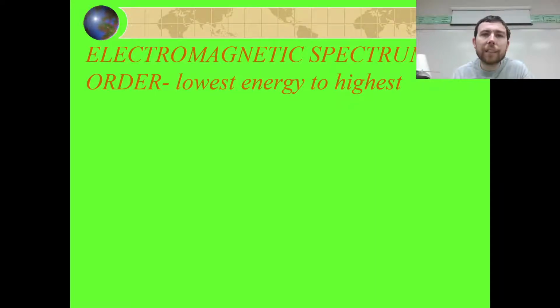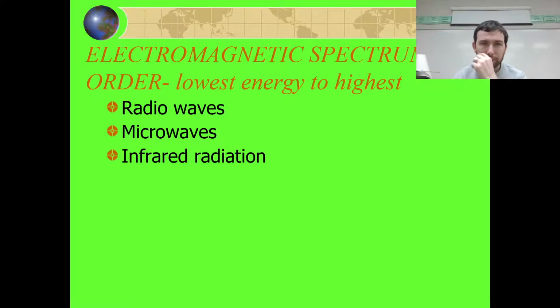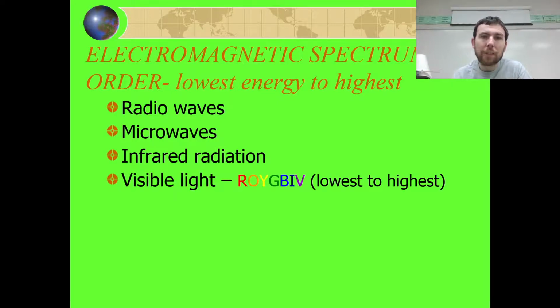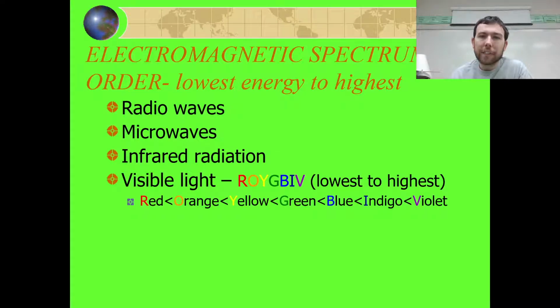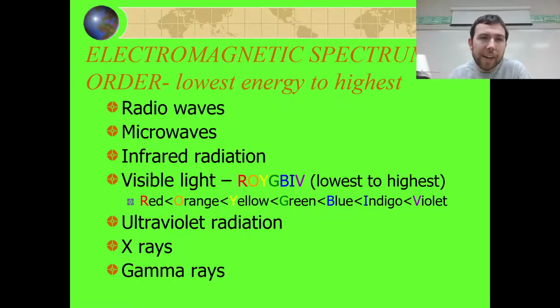All right, so here is the electromagnetic spectrum in order from lowest energy to highest energy. So first you've got radio waves, then you've got microwaves, then you've got infrared radiation, then you've got your visible light in ROY G. BIV. That's your lowest to highest, right? Red, orange, yellow, green, blue, indigo, and violet. Those would be the order for visible light. Then you've got UV radiation, you've got X-rays, and then lastly you have gamma rays.